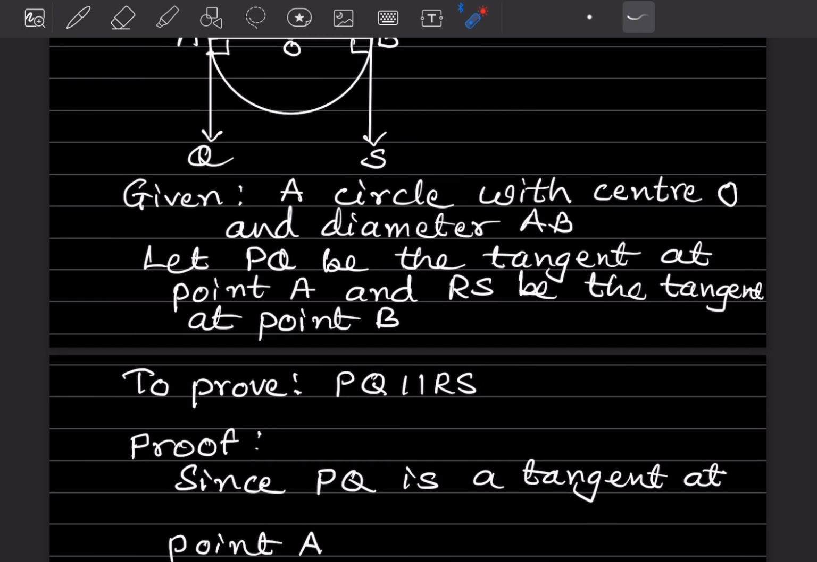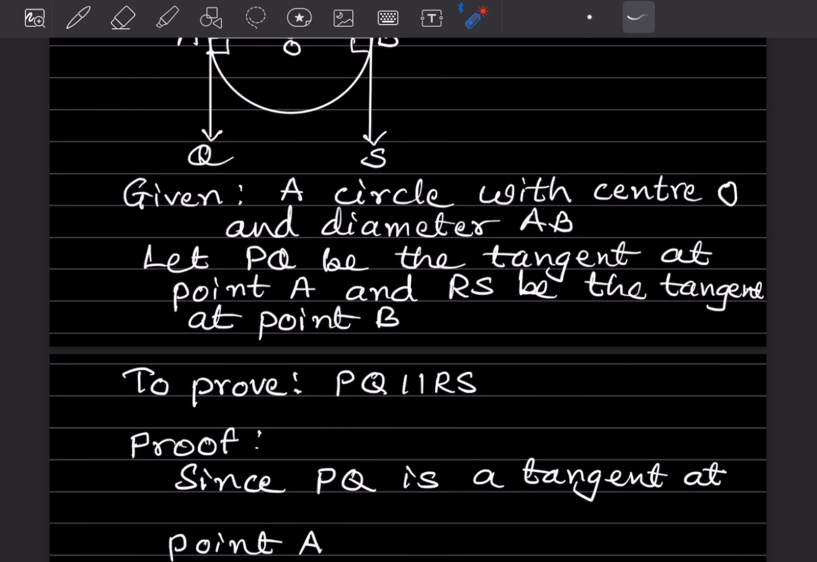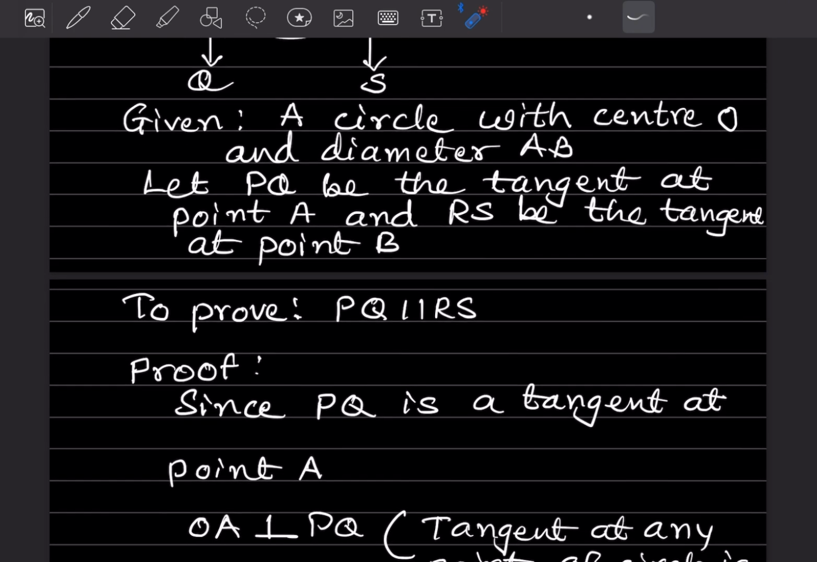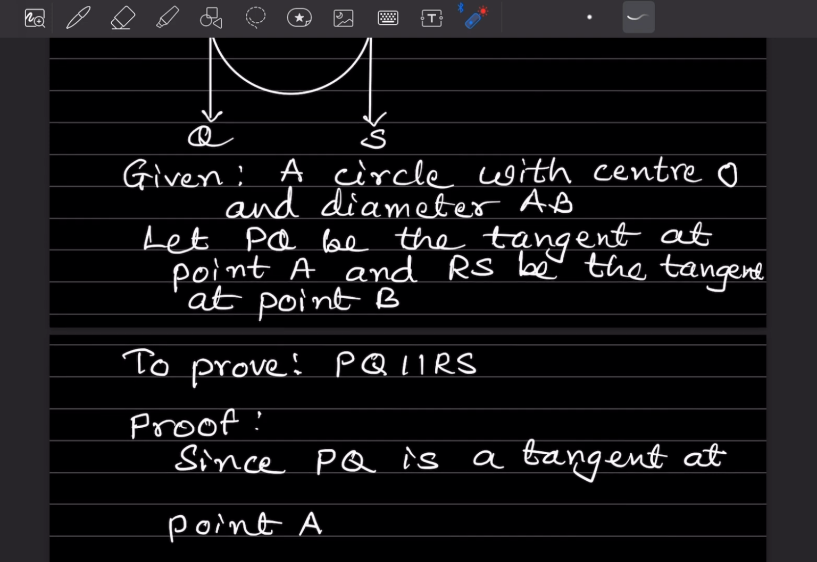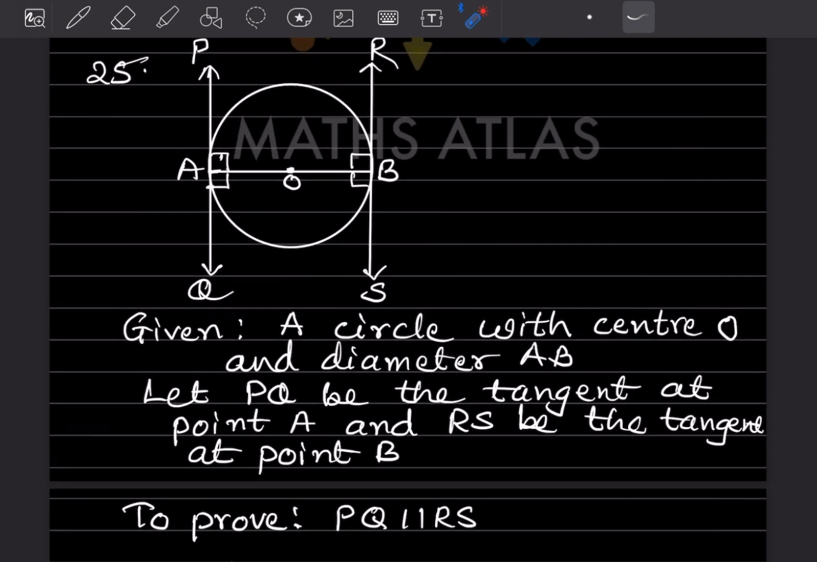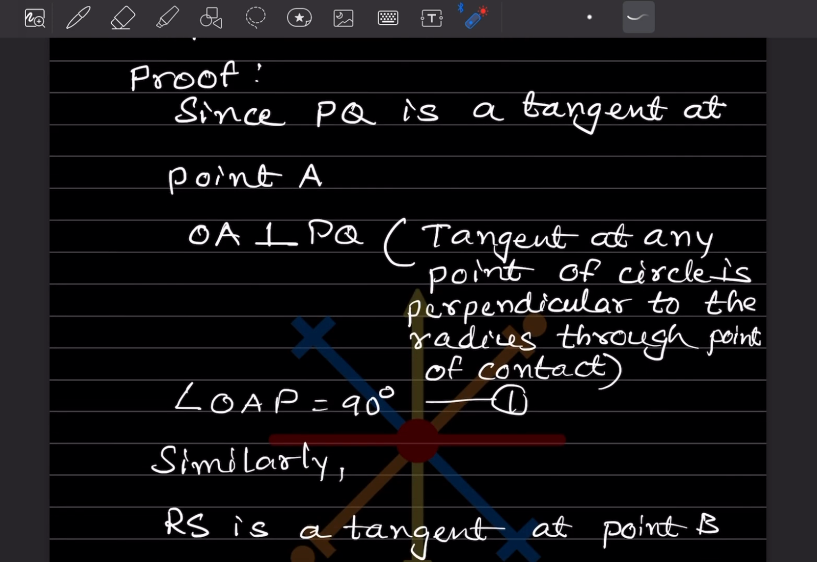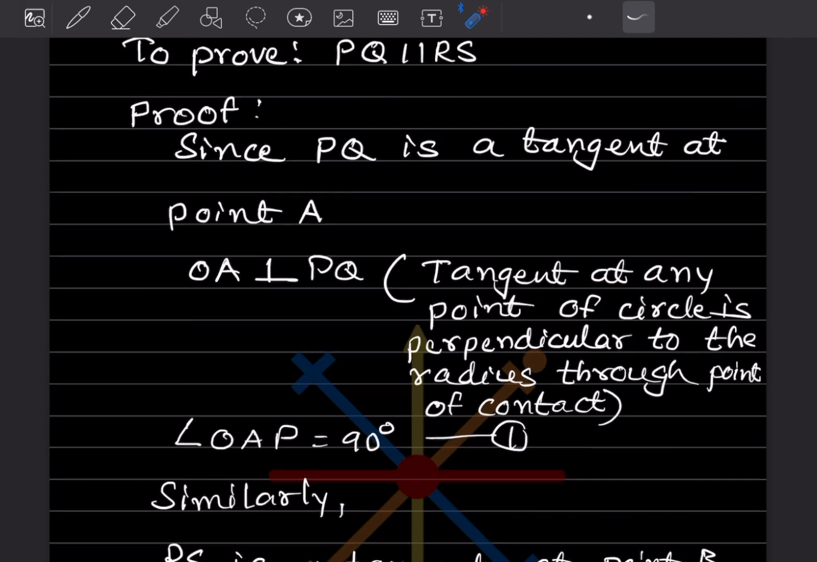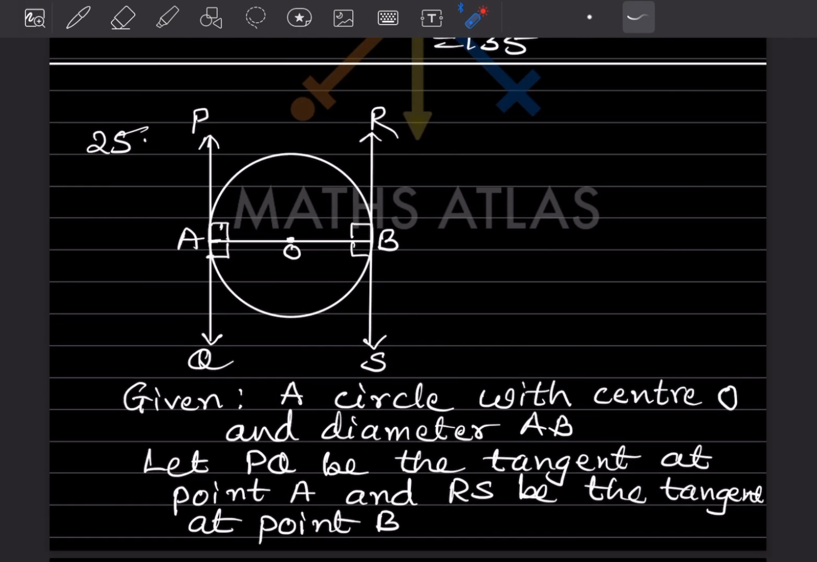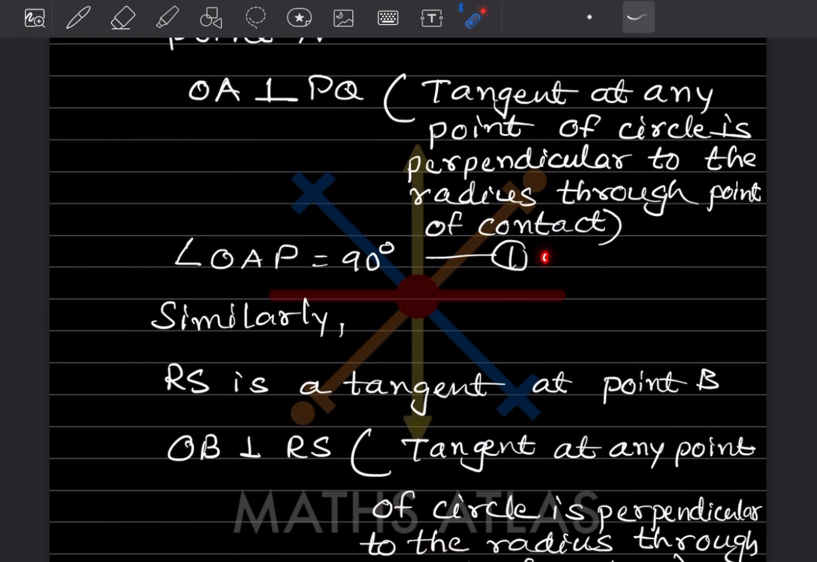So now let us start with the proof. Since PQ is a tangent at point A, we'll start first with the one tangent PQ. Here we can see OA is perpendicular to PQ. Why is that? Because a tangent at any point of a circle is perpendicular to the radius at the point of contact. And angle OAP is 90 degrees. So this is equation number 1.